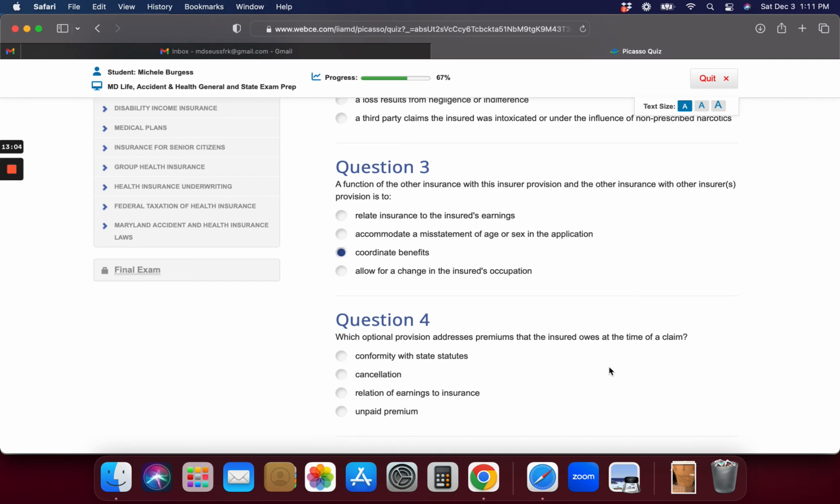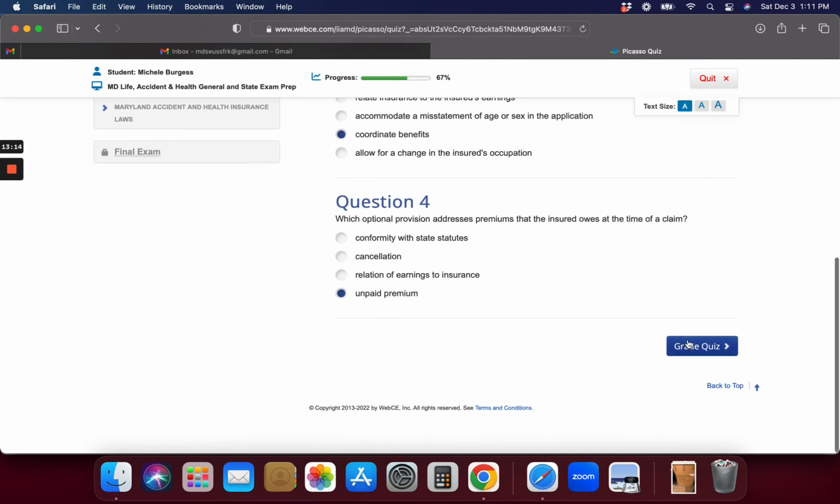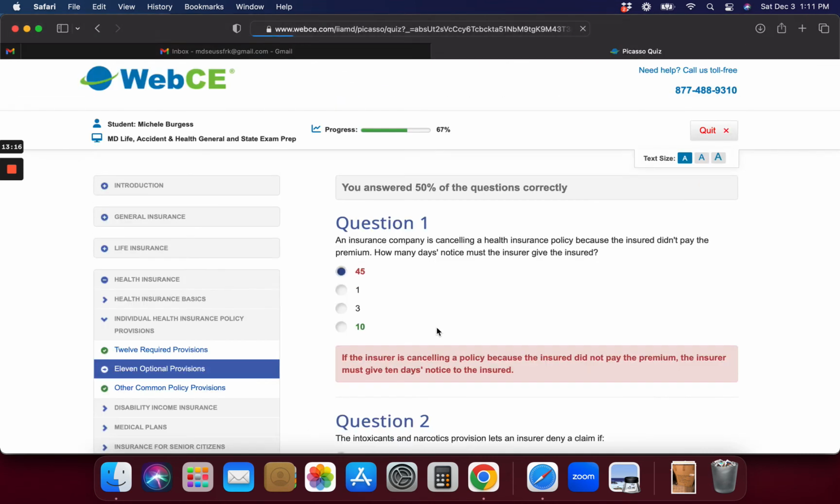Which optional provision addresses premiums that the insured owes at the time of claim? Unpaid premiums, maybe. All right, let's see how we did, or I did.